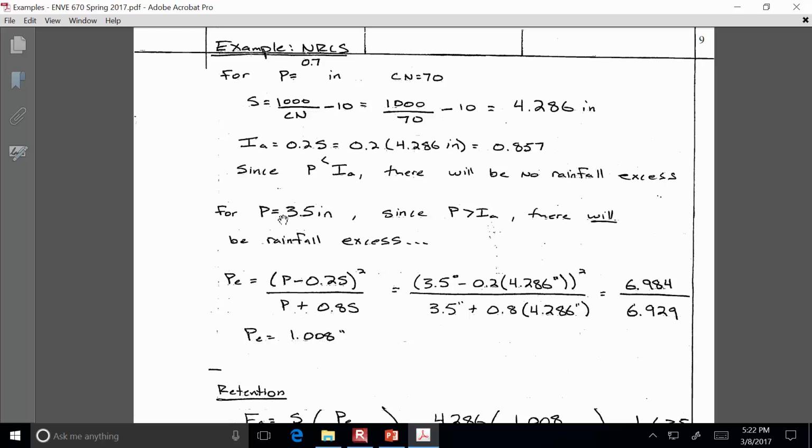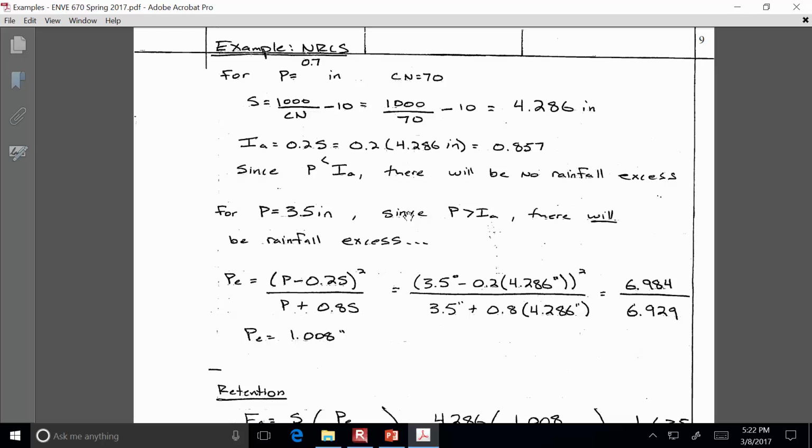But in the case of a precipitation of 3.5 inches, then in that case, the precipitation is larger than the initial abstraction, so there will be rainfall excess. And so we can use the storage that we'd calculated. And what this S represents is the maximum storage that you could expect to see for this kind of land use soil type combination. The P sub E formula, though, is saying that the runoff is going to account for about an inch.